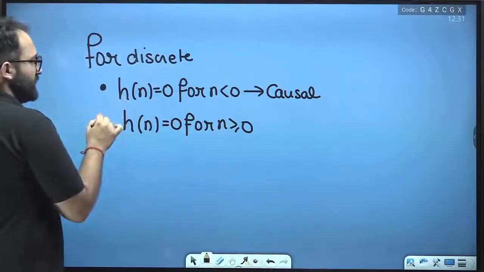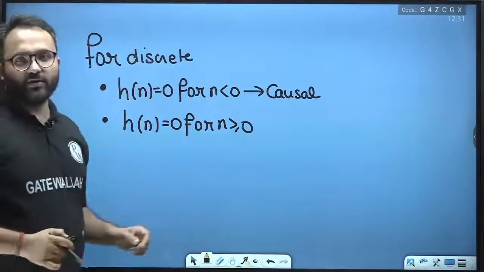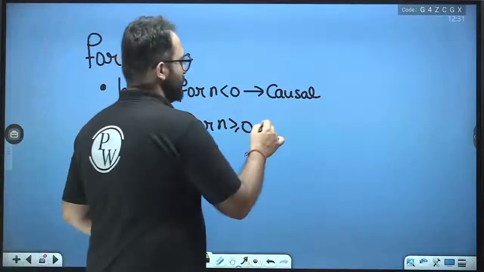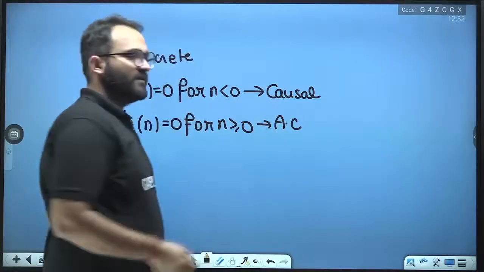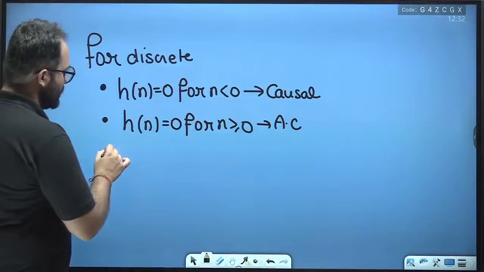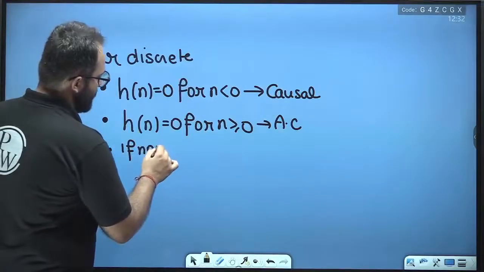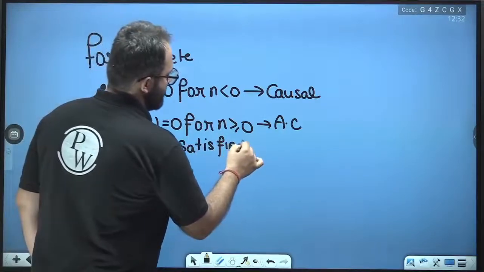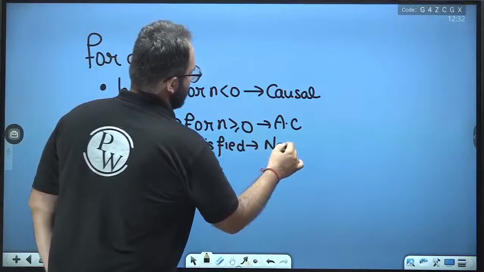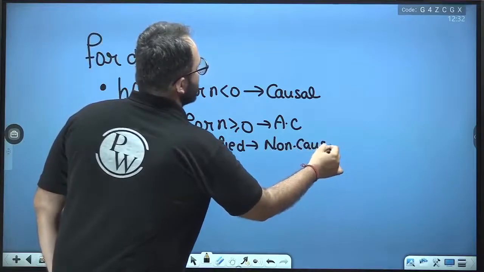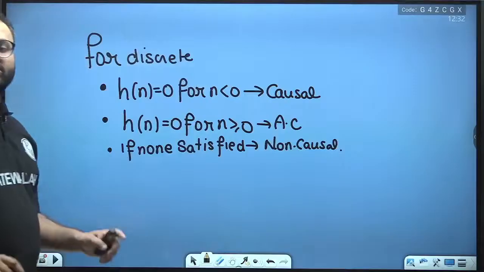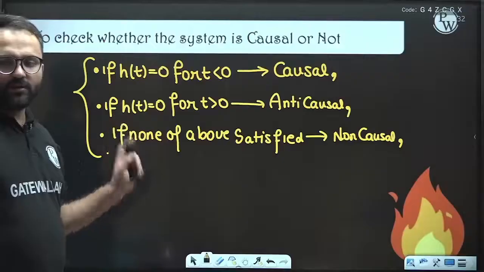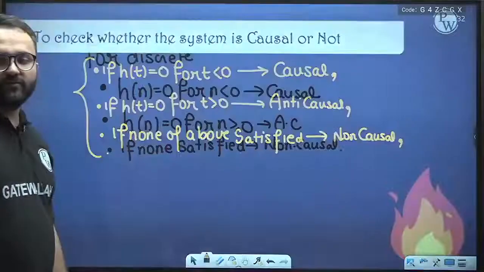Remember this, this is very important. Here the equality is very important. h[n] is 0 for n greater than or equal to 0, then it is anti-causal. If none of these is satisfied, then it is non-causal. So remember that in case of anti-causal, it has to be 0 for n greater than or equal to 0. The equality sign is very important in case of discrete. In continuous there is no equality sign, no issues about it.